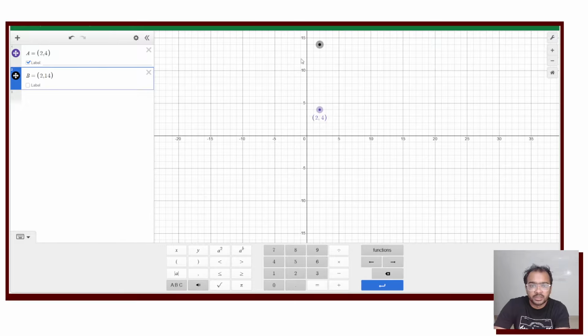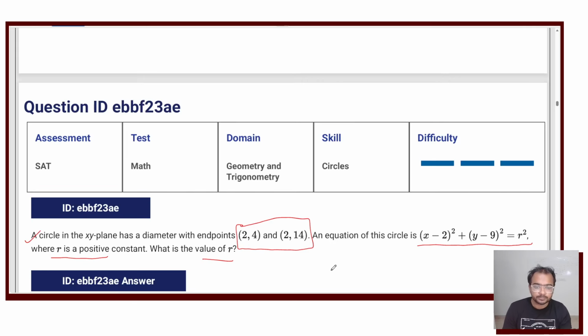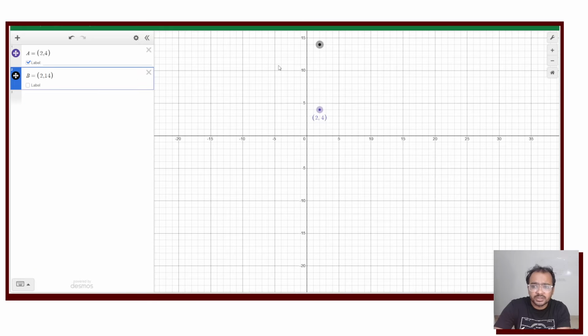In this case it will just be the difference of y values. This is at a height of 4, that is at a height of 14, so the difference of 14 and 4 will be 10, and so the diameter's length will be 10. If you take half of that, that comes out to be 5. So the diameter is 10 units, and half of this, 10 over 2, is going to be 5 units. It means the radius length will be 5. This time it was easy to identify that the points lie in a vertical line.